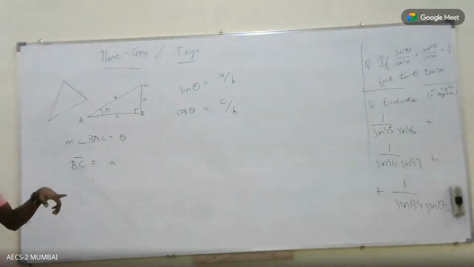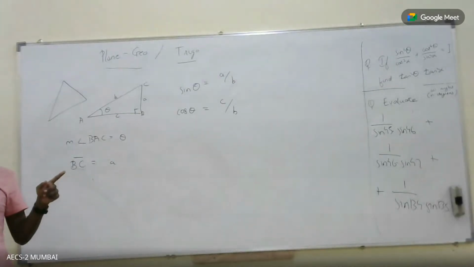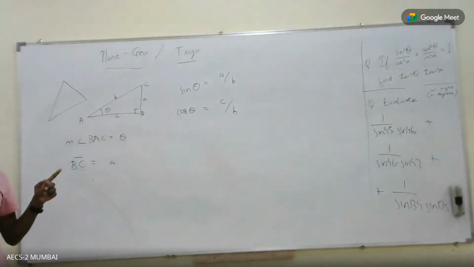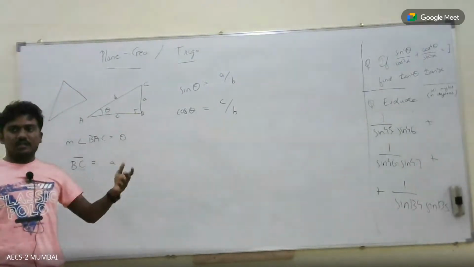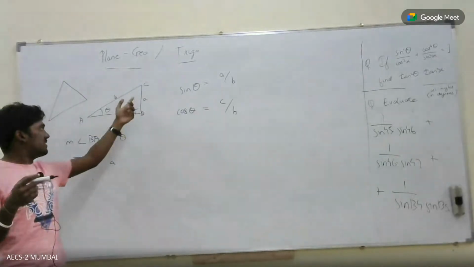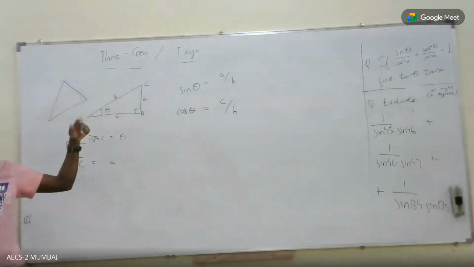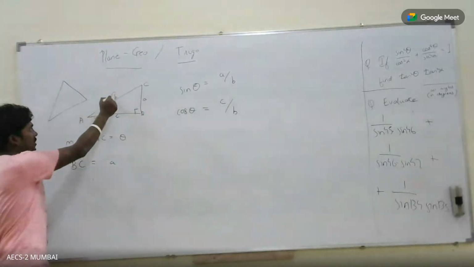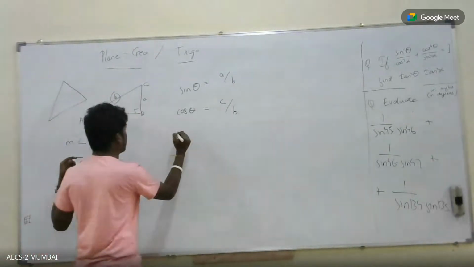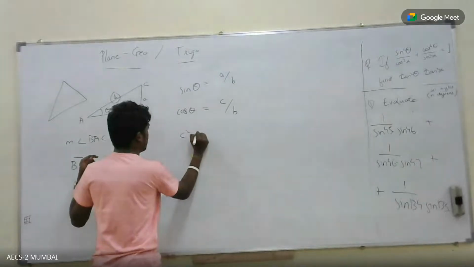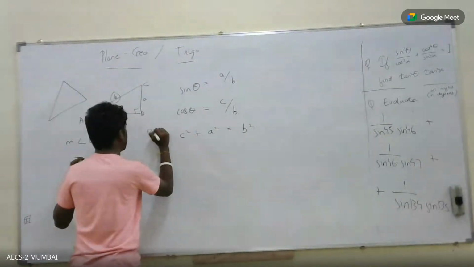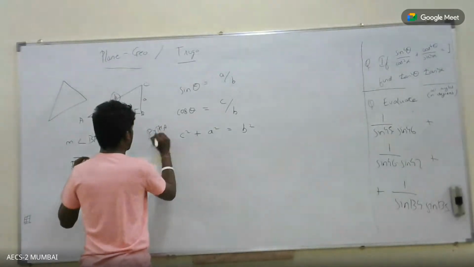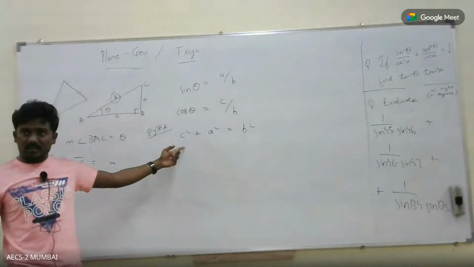So now can someone tell me what the Pythagoras theorem is? Perfect. So it says that the sum of the squares of the lengths of the sides is equal to the square of the length of the hypotenuse. In this case, the hypotenuse is b, correct? So we can say that c square plus a square is equal to b square by Pythagoras theorem. So is everyone fine with this?